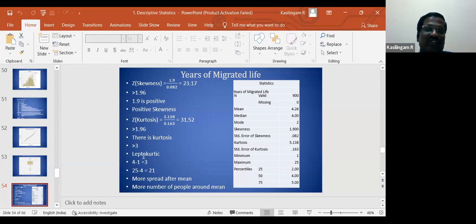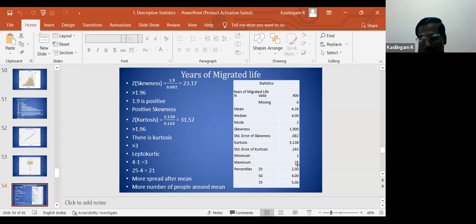So here also I have written the mean age is 4.26. Look, the maximum is 25, the minimum is this one. That is why after the mean the spread is up to 25, but on the lesser side it is 4, 3, 2, 1. So more number of people are concentrated.